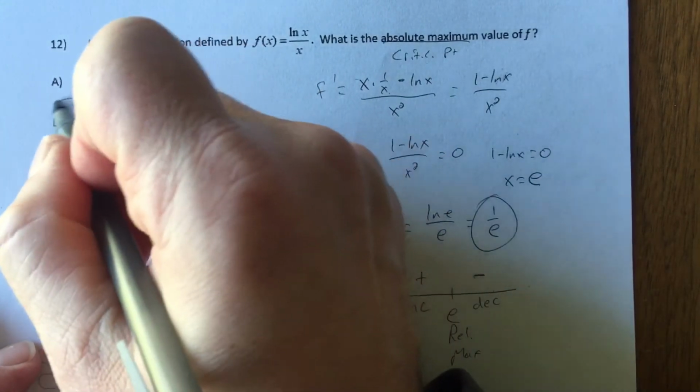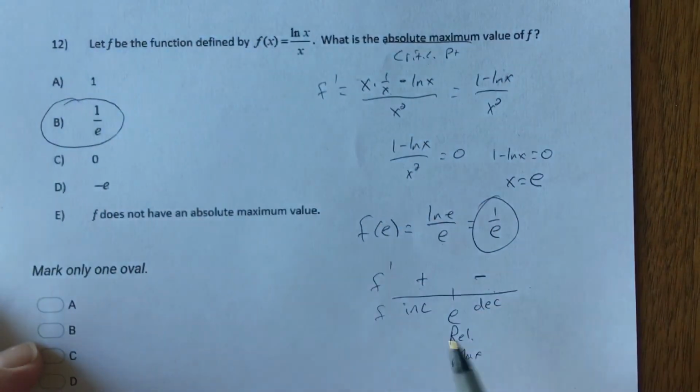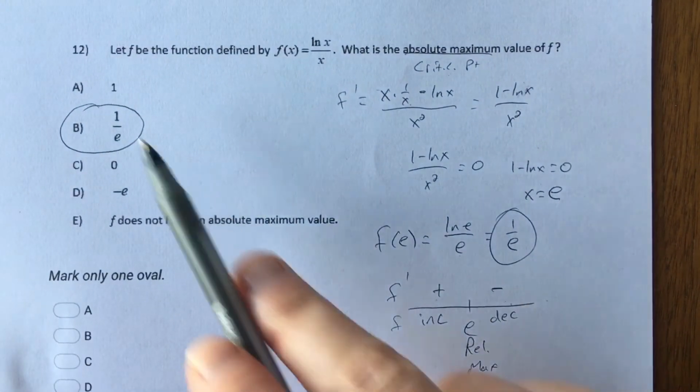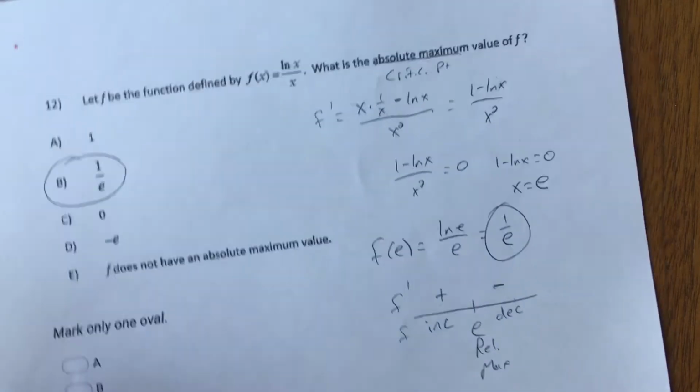So we're real confident now. Even if you didn't do the check, you got away with it there, but very confident that 1 over e is our maximum on that.